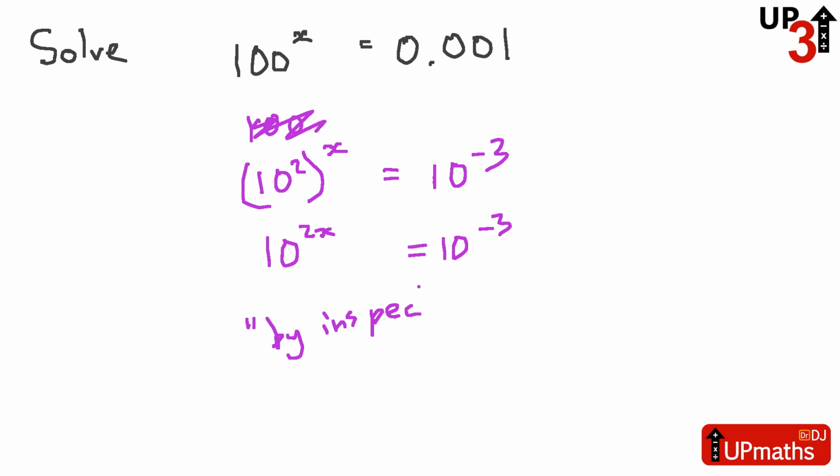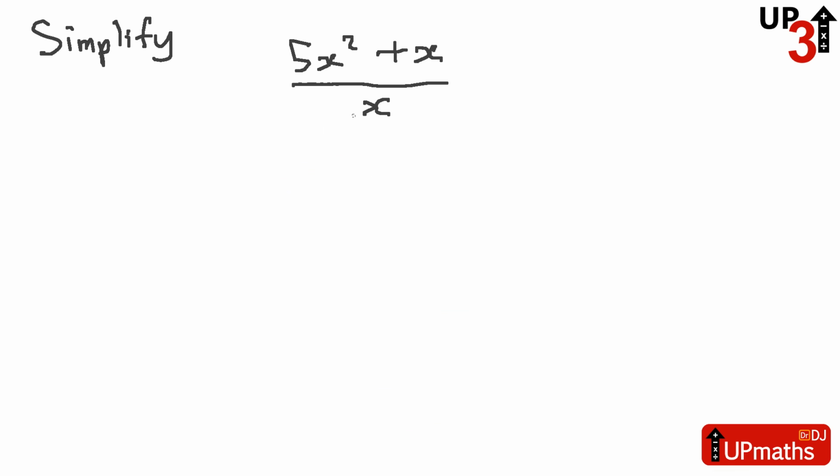observe that the powers have to be the same for the equal sign to be true, because the tens are the same. So 2x must be equal to minus 3. So x equals minus 3 over 2. Let's do the next question.